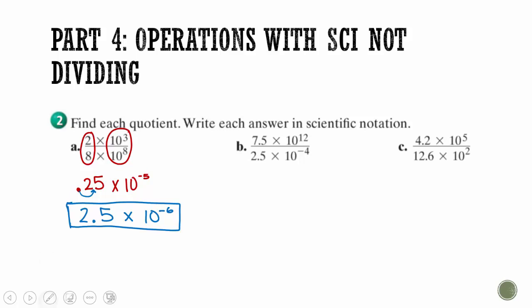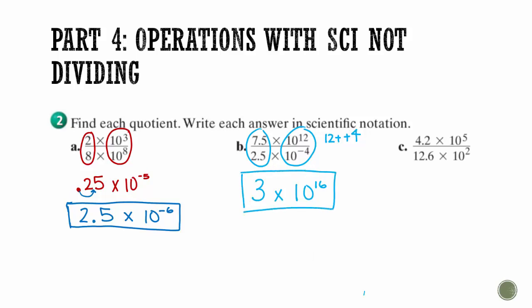Let's try another one. This one right here, we divide the numbers. 7.5 divided by 2.5. That gives us 3. Times 10 to the, this thing dividing, remember we got to subtract. So it's 12 minus a negative 4. 2 negatives make a positive, so it's 3 times 10 to the 16th power.